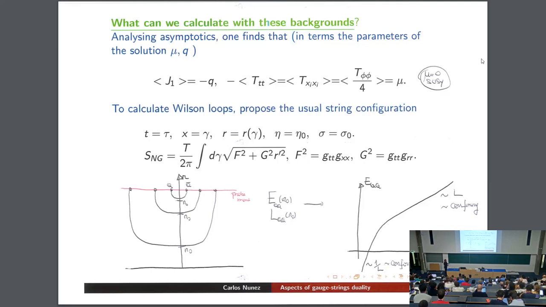You can also calculate Wilson loops doing the usual thing, namely proposing a string configuration, separating the ends of the string, letting the string penetrate into the bulk, and then measuring the energy in terms of the separation. One finds that at low separations, so in the UV, the theory is conformal, so the energy goes like 1 over L, whilst as I increase the separation, the energy goes proportional to the separation, right? So it's a confining theory. I will have more comments about this in a moment.